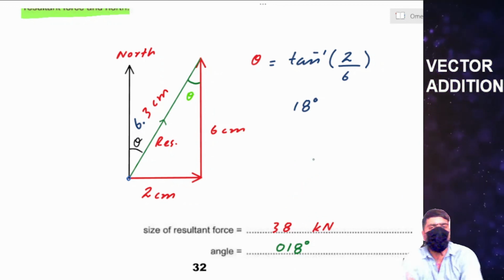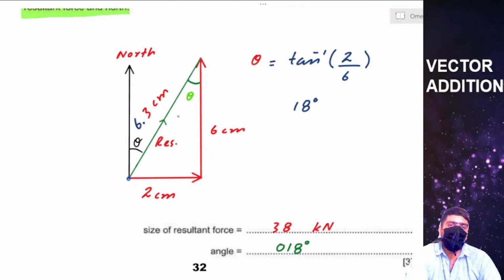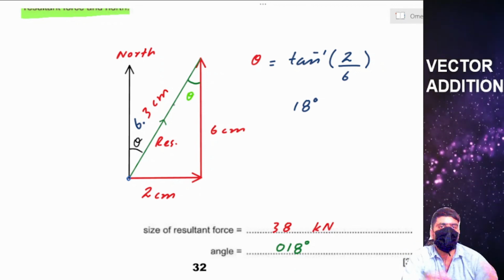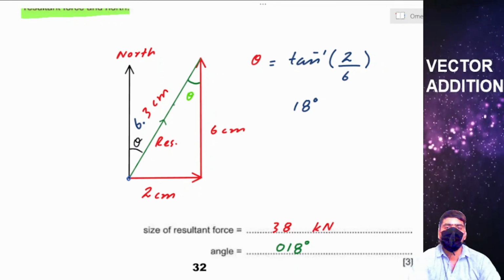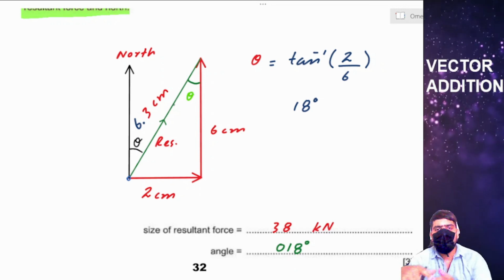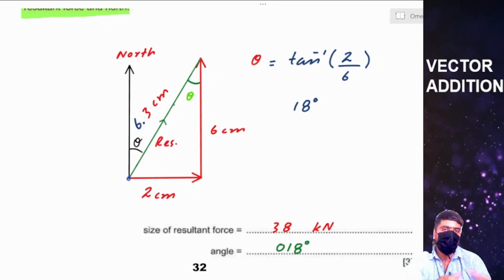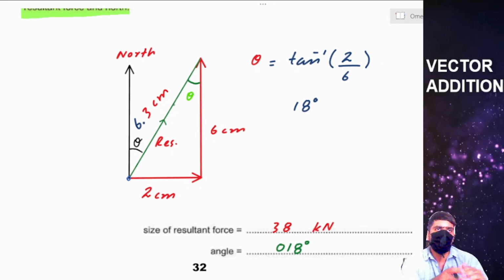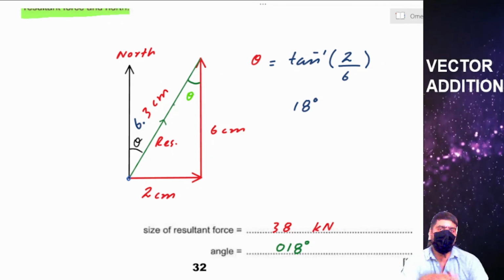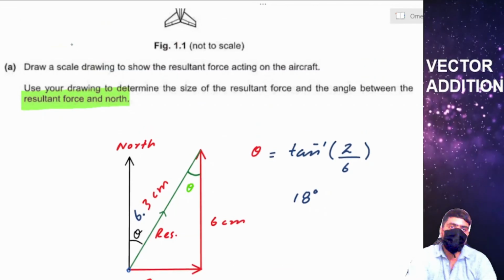Even if you write 18 degrees, that would be fine. So 18 degrees is the same angle between north and the resultant vector. So this is how you can find the magnitude of a vector and the angle of the vector by using scale drawings. The same question can be done by using the Pythagoras theorem only without drawing anything, but in this one they had mentioned explicitly to draw a scale drawing.